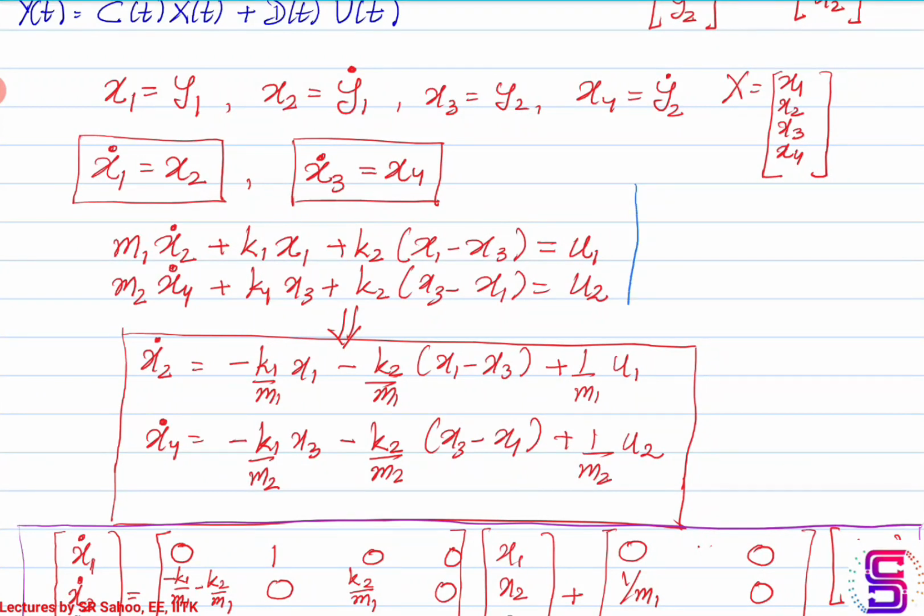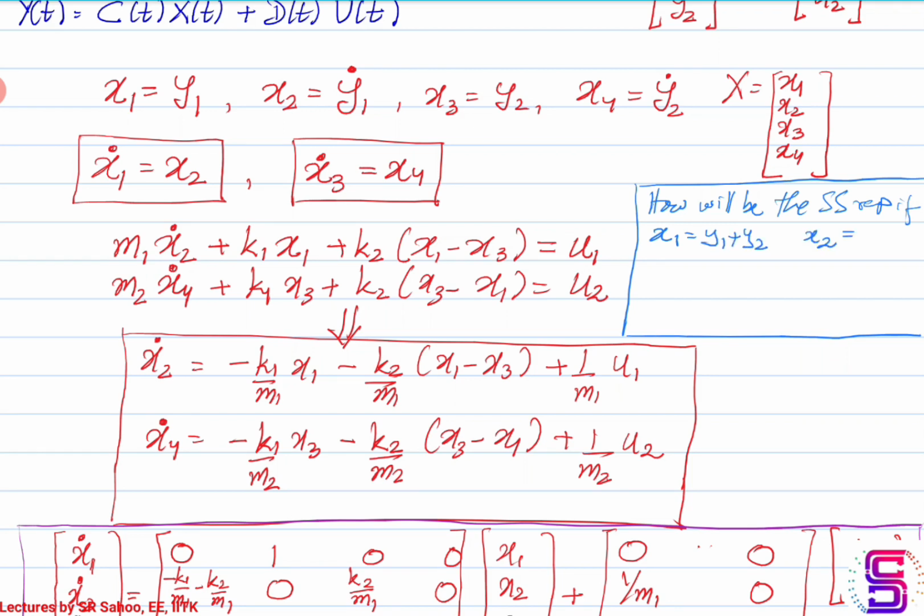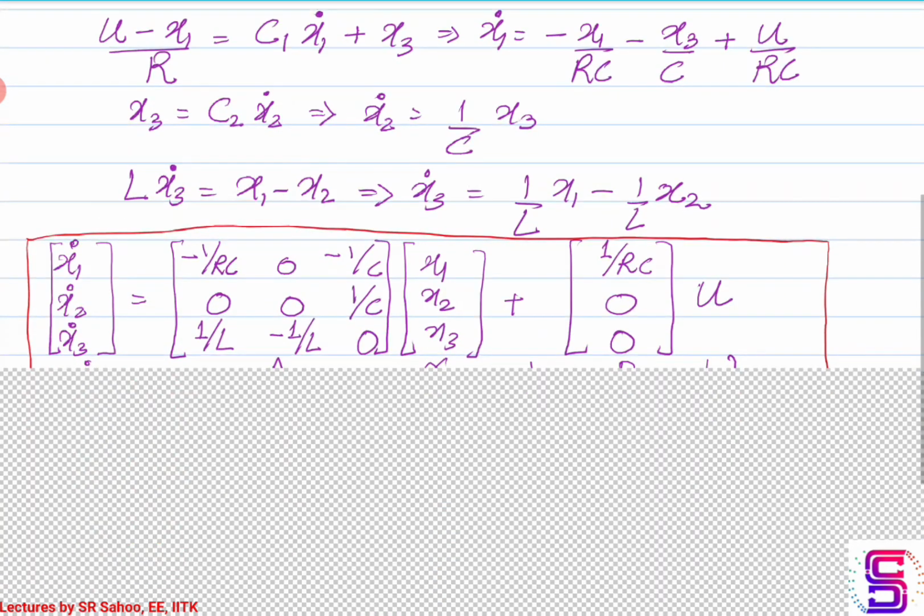I'll pose a question here. How will be the state space representation if x1 is y1 plus y2, x2 is y1 plus y1 dot, x3 is y2 plus y2 dot, and x4 is y2 dot.